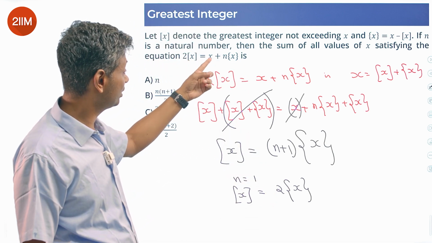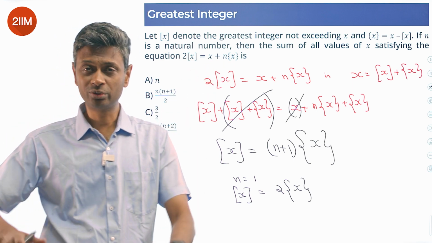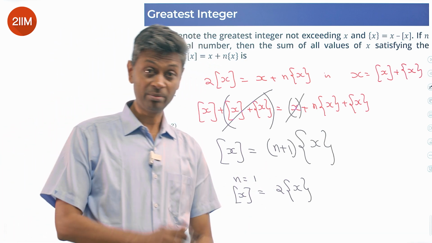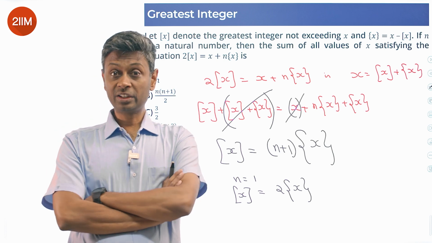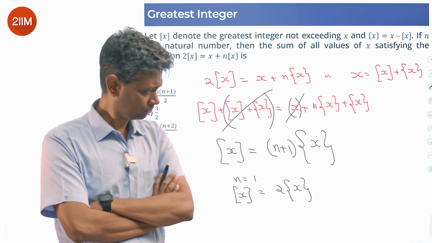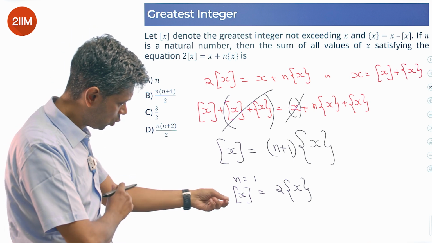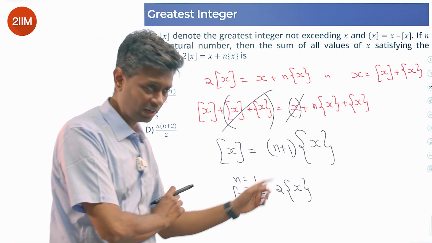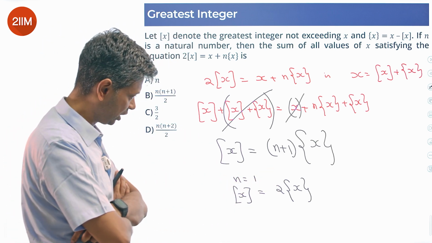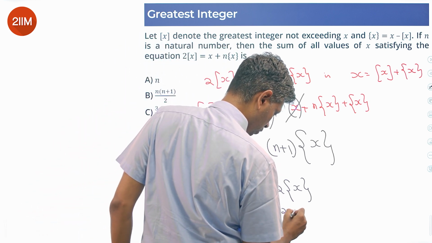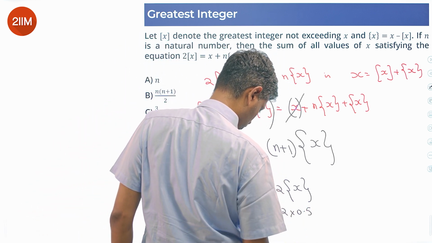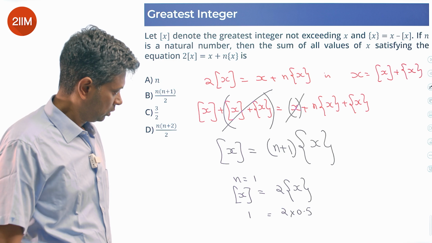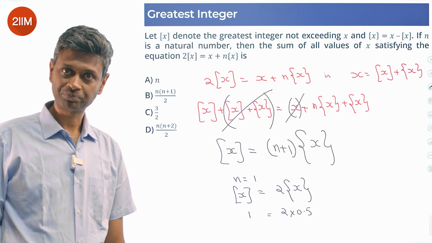Greatest integer of 0 is 0, x is 0, decimal part of 0 is 0. It works out comfortably. So if you ignore 0, then 2 times the decimal part of x is equal to the greatest integer of x. The only place this can happen is if this is 1 and that is 1 as well, with 2 into 0.5 equal to 1. When will that happen? When x is 1.5.